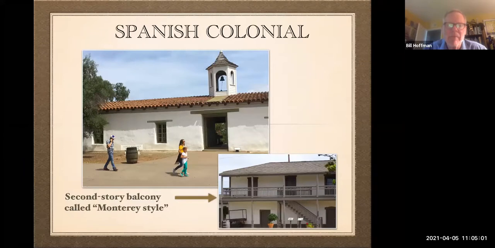Spanish colonial is a very common style in the Southwest. It had thick adobe or plaster walls, a low pitched roof with red tiles, and usually it was asymmetrical. It wasn't a building that was formal looking. It could be anywhere from an adobe style home to a very beautiful, elaborate Spanish revival home. The second story balcony that you sometimes see in the Southwest is called a Monterey style because in Monterey, California, they built a second story balcony that was often cantilevered, which means it didn't have column supports, which the one does here in the bottom right.